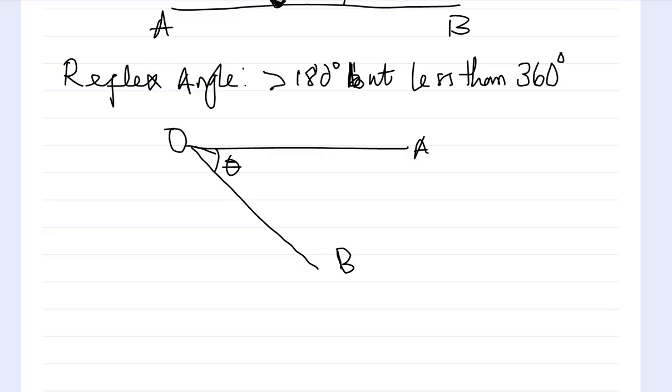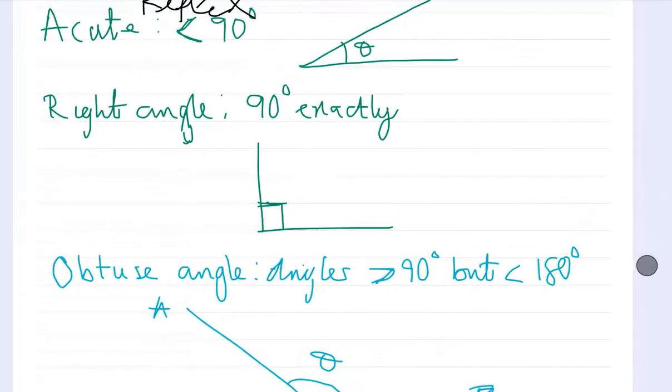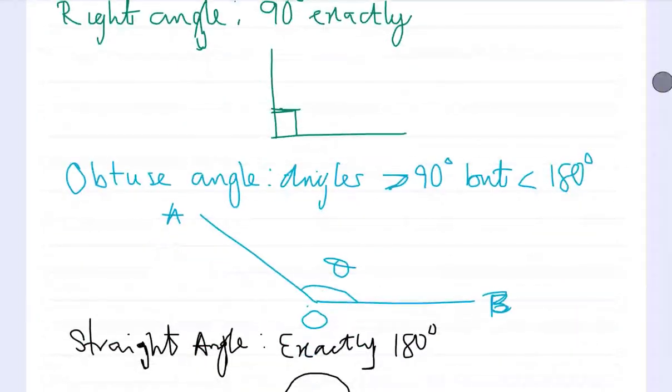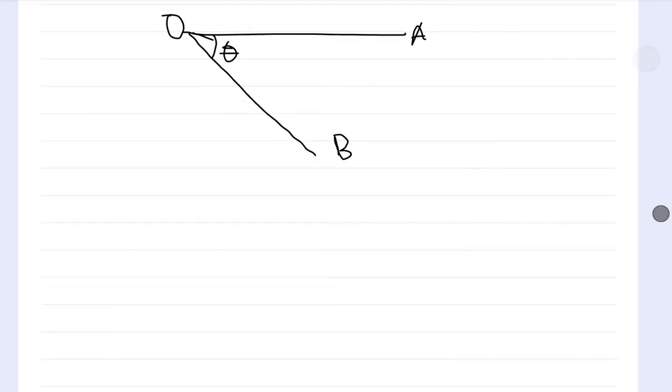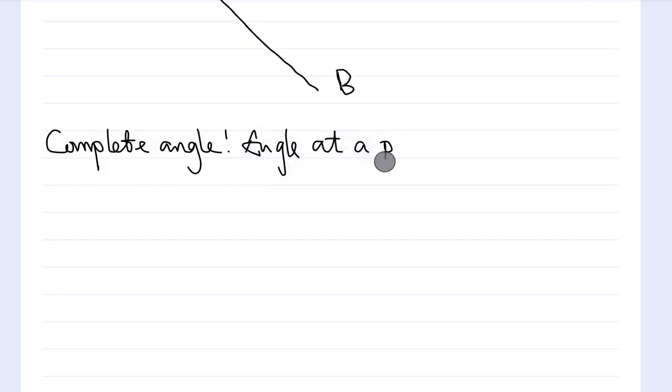So now we have another one, which is the last one. We call it the complete angle, or you say angle at a point. Now that it has completed, you can see that we have moved from here. We are completing the total circle now. And what do you call that? You call that a complete angle, or you say angle at a point.